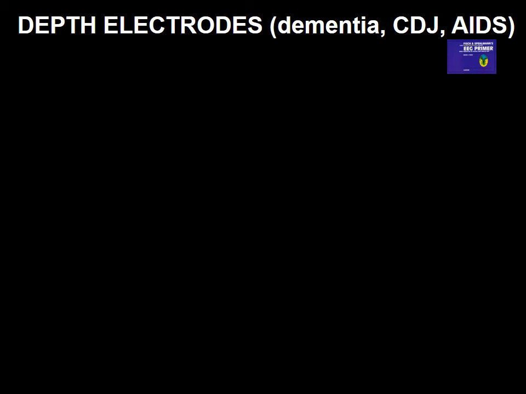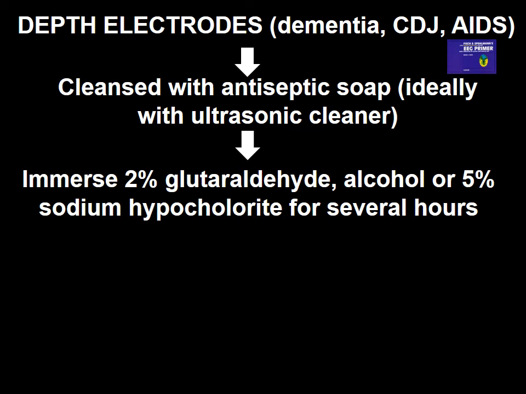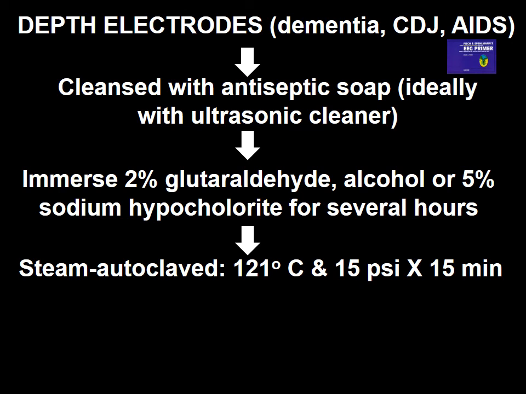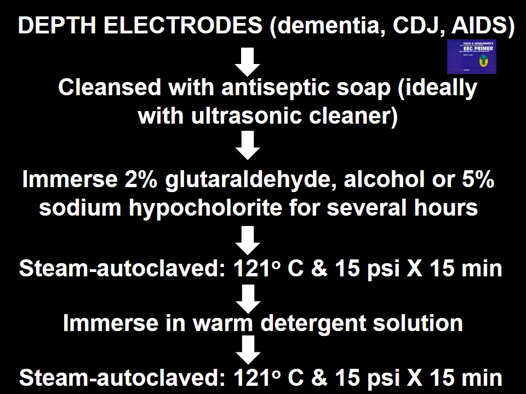Electrodes used in patients with dementia, CJD, or AIDS should be cleansed with antiseptic soap, ideally with an ultrasonic cleaner, immersed in 2% glutaraldehyde, alcohol, or 5% sodium chloride for several hours, steam autoclaved at 121 degrees centigrade and 15 psi for 15 minutes, or immersed in warm detergent solution and then steam autoclaved at 121 degrees centigrade and 15 psi for 15 minutes. PSI means pounds per square inch.